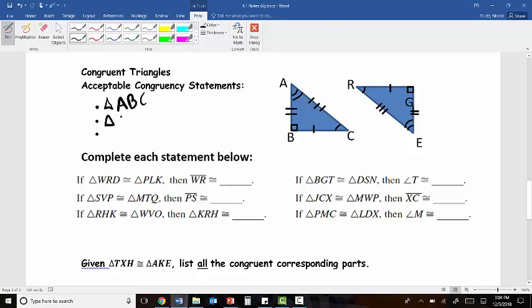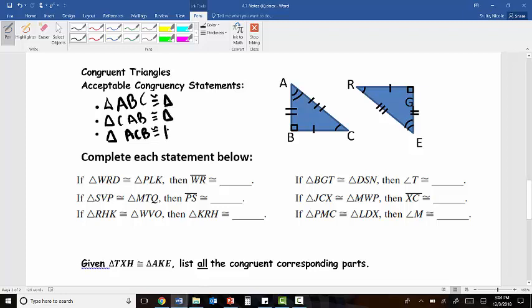Some kids might do CAB, and some kids might do ACB. Any of them is fine. It doesn't matter which one you do. What does matter is the way you order the second step.